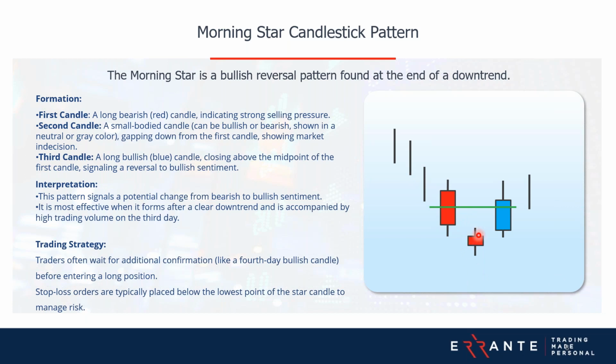As we move to the second candle, notice it's a small body here, which can be either bullish or bearish, it doesn't matter. The color here is neutral or gray. This candle gaps down, as you can see here, from the first candle and is indicative of the market's indecision. At this point, the bears start to lose their grip and uncertainty begins to set in.